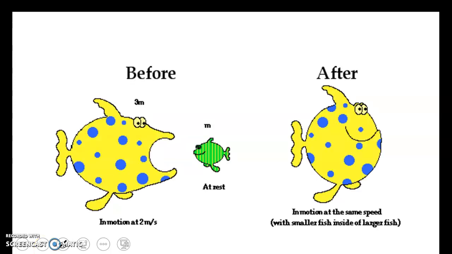So if we have a small fish and a big fish, again, in motion at 2 meters per second, if the fish is 3 and this fish is 1, if the big fish eats the small fish, their total mass is 4. The velocity is going to have to decrease.